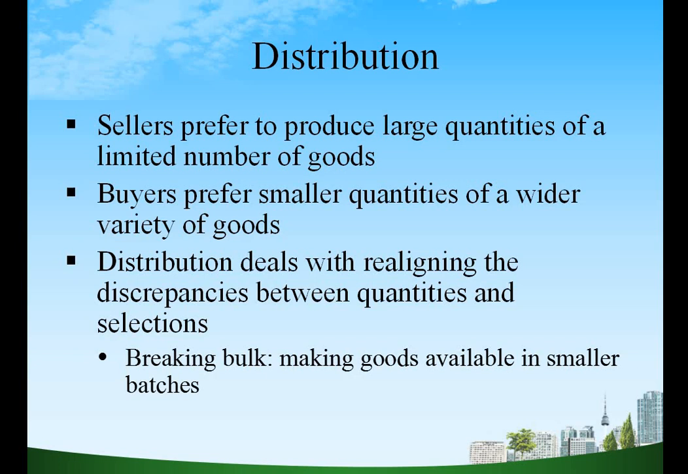The sellers prefer to produce large quantities of a limited number of goods, and the buyers prefer smaller quantities of a wide variety of goods. This is where the nature of distribution comes into the picture. Distribution deals with realigning the discrepancies between the quantities and the selections. Breaking bulk means making goods available in smaller batches to a larger number of customers prevailing in the market.